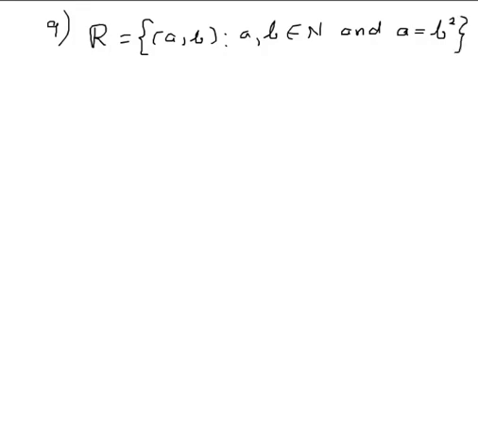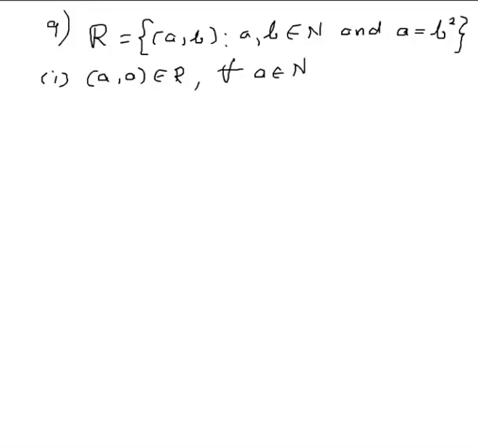Question 9. Let R be a relation from N to N defined by R is equal to the set of all (a, b) such that a, b are natural numbers and a is equal to b square. This is the definition of R given in set builder form. Are the following true? The first one, (a, a) belongs to R for all a belonging to N. This is the symbol used for all.